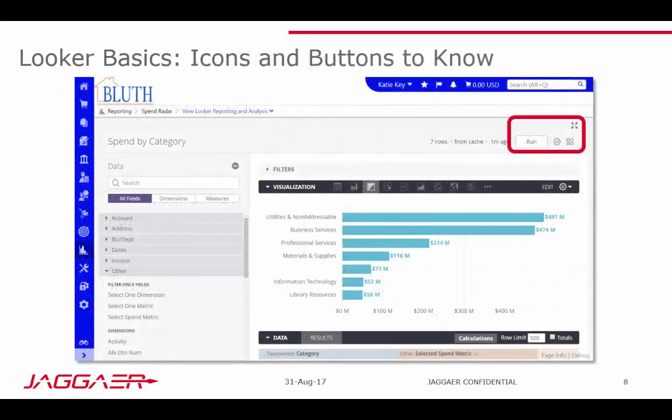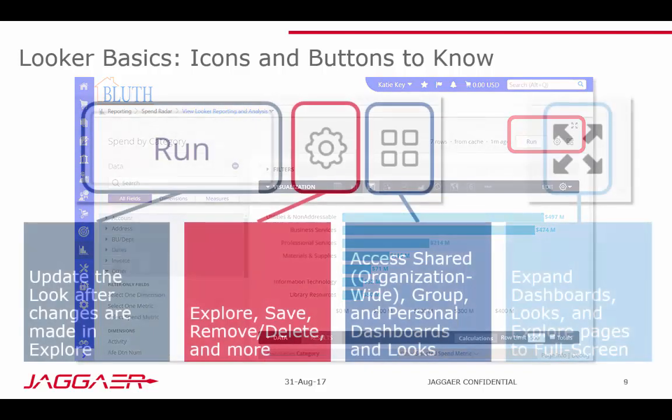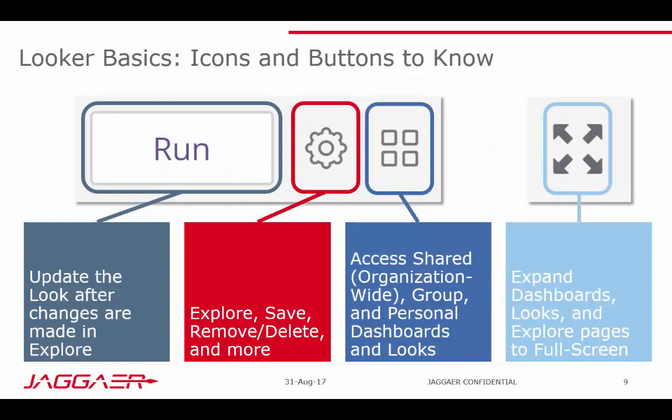There are also some icons and buttons that you should know about in the upper right-hand corner, which you saw me use in the demonstration. Primarily, you'll use the Run button to update the look after changes are made in the Explore From Here area. Then the gear icon is seen in several areas, both for a look on a dashboard, within the Explore space. It's even seen within the data table within the Explore space. This is really your menu of options. Wherever you see the gear icon, it's like a right-click menu that you're used to using. These are all the options that you have access to. So things like Explore, Save, Remove or Delete, even downloading.